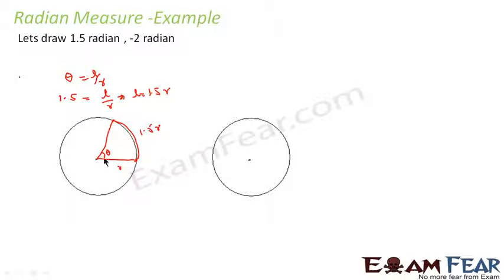What have we done here? Theta is equal to L by R. We know R, we know theta, theta is equal to 1.5 radian. So we got L, L is equal to 1.5 R. We have taken the arc of length 1.5 R and then drawn the angle. So we got this as 1.5 radian.